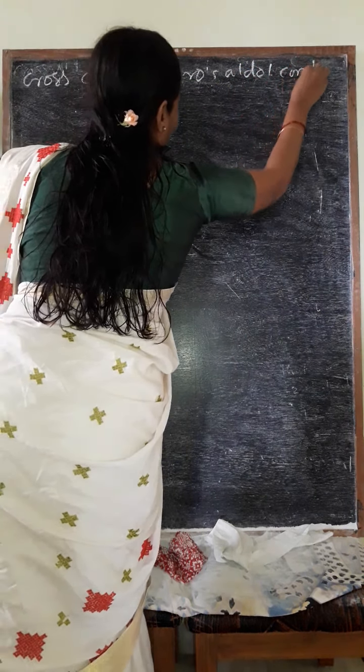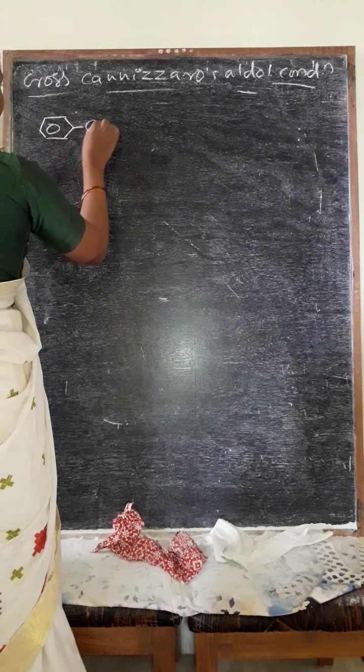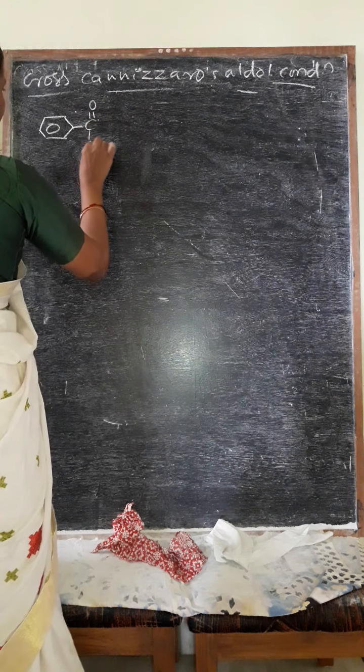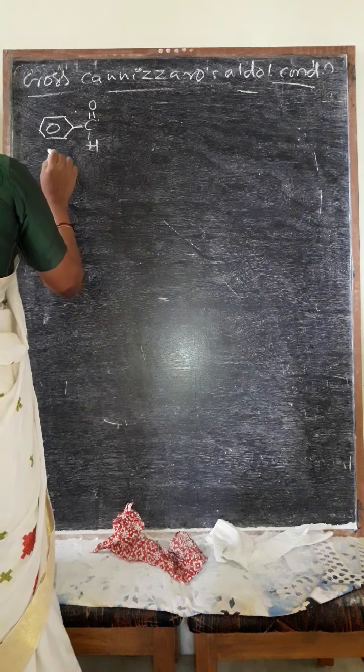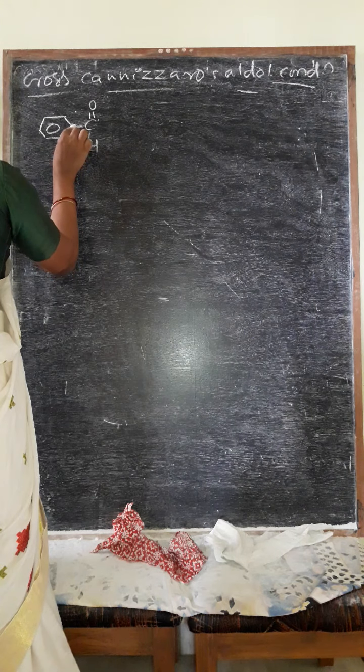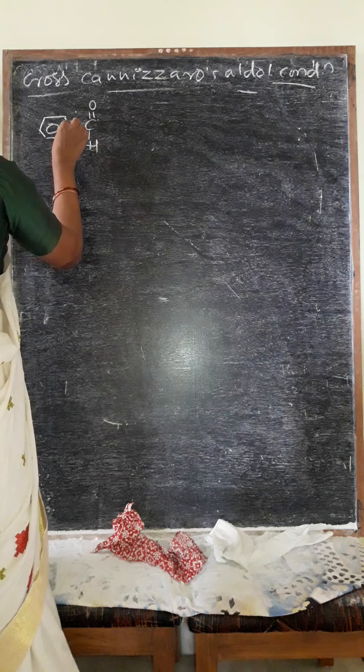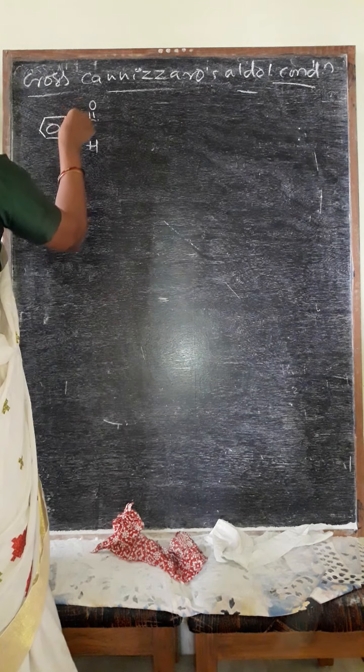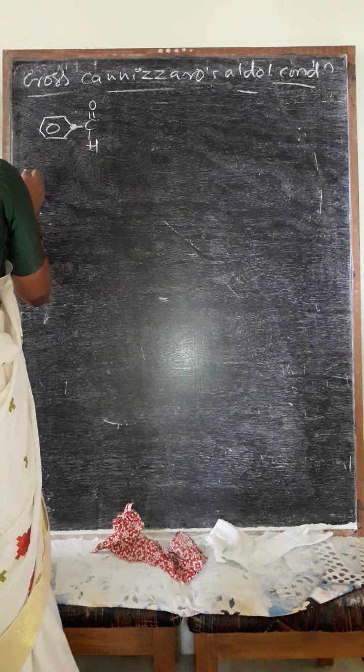How will it take place? I will take an example. Benzaldehyde. Its formula is a benzene ring containing CHO. It is an aldehyde not having alpha hydrogen. Why is it not having alpha hydrogen? Because the carbon next to the CHO group does not contain any hydrogen, so the alpha carbon has no alpha hydrogen. Hence it is an aldehyde containing no alpha hydrogen atom.